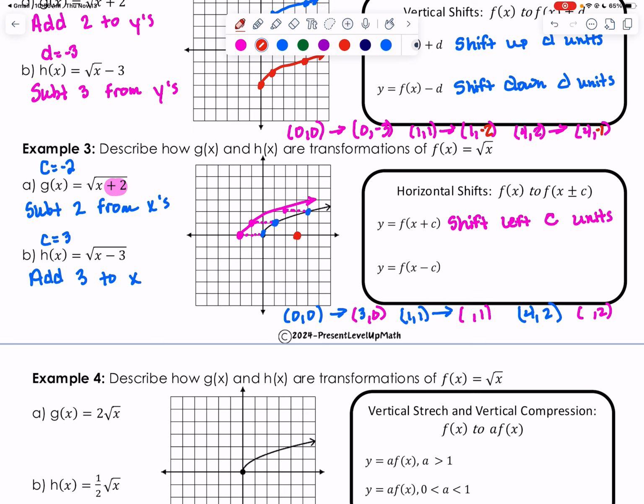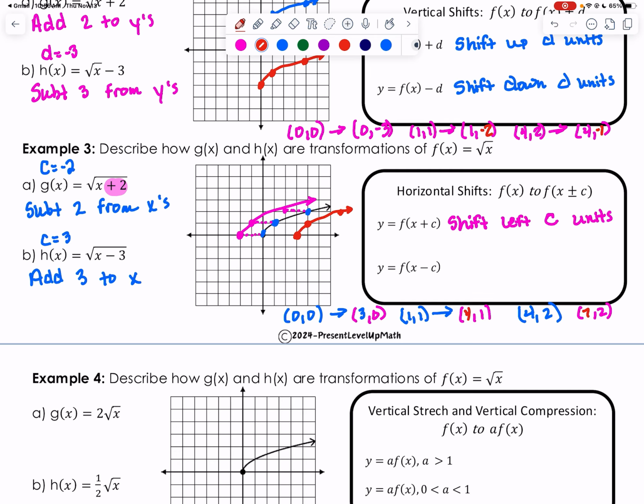1, 1. 1 plus 3 is 4. Becomes 4, 1. So that would be right here. And then 4, 2 becomes 7, 2. 1, 2, 3, 4, 5, 6. It's going to go off the grid just a little bit, but I think you can get the general idea is that each point from the original function shifted to the right.